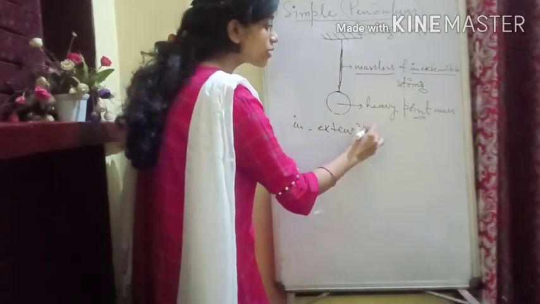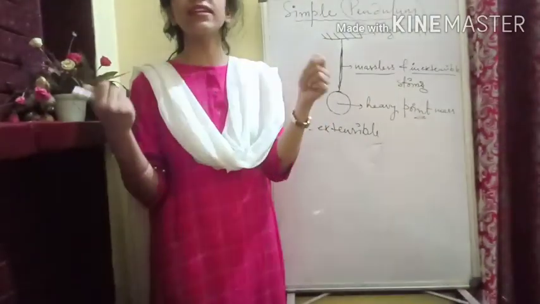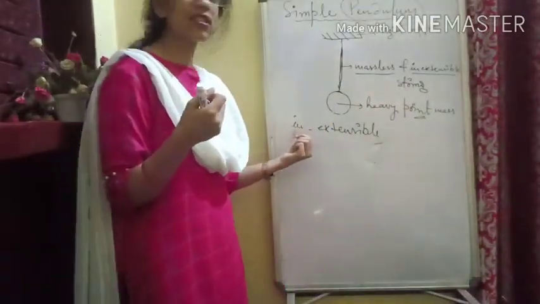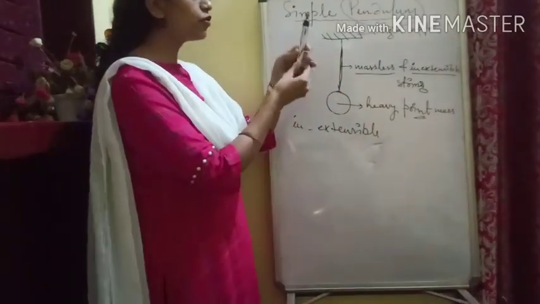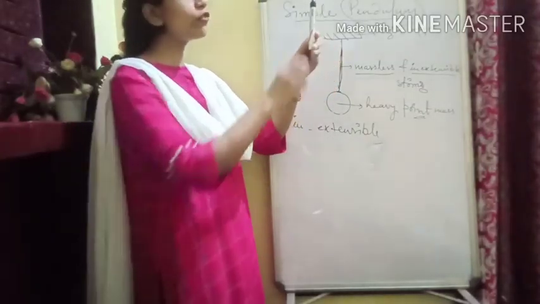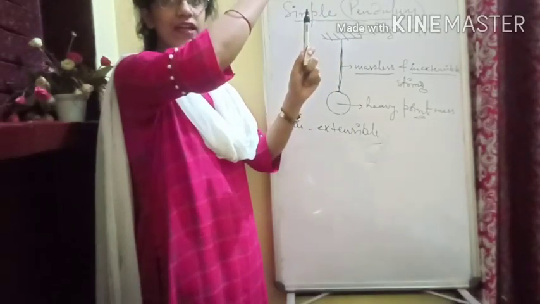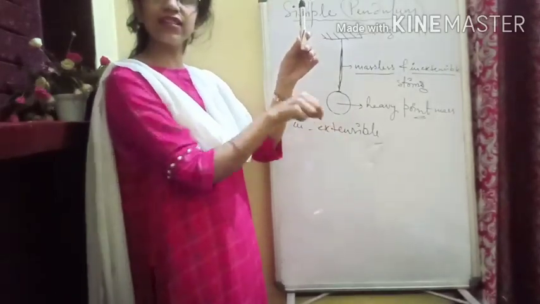Something which is extensible means it can easily stretch or extend. Here we are taking an inextensible string, that means a string which cannot extend further. Like, if you take a string and attach a mass over here, when you leave the mass, of course the string will get stressed, or there will be a tension in the string, because there is a mass hanging in the string.